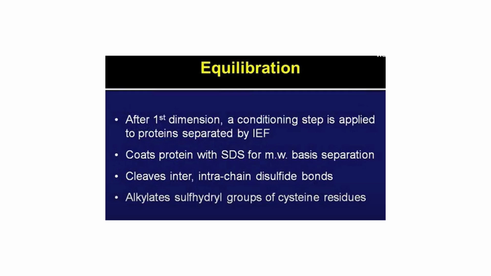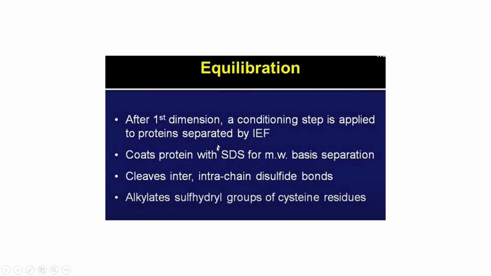Once the proteins are separated, that strip needs to be equilibrated. So how do we do the equilibration? We need to do equilibration before going to the second dimension of 2D gel electrophoresis. After the first dimension, once the proteins are run in the IPG strip, you need to equilibrate. After the first dimension, a conditioning step is applied, which is called equilibration. This is applied to proteins separated by IEF, and it coats the protein.